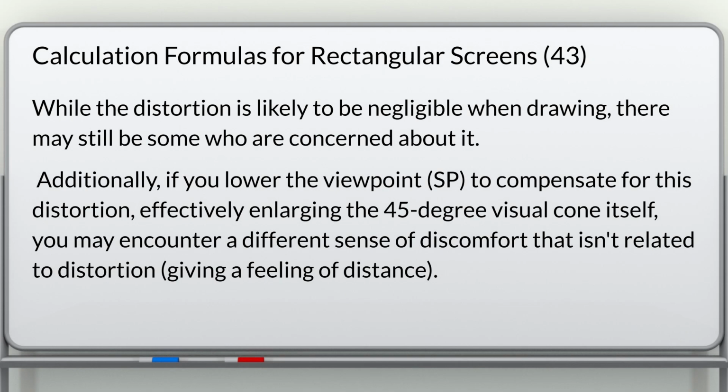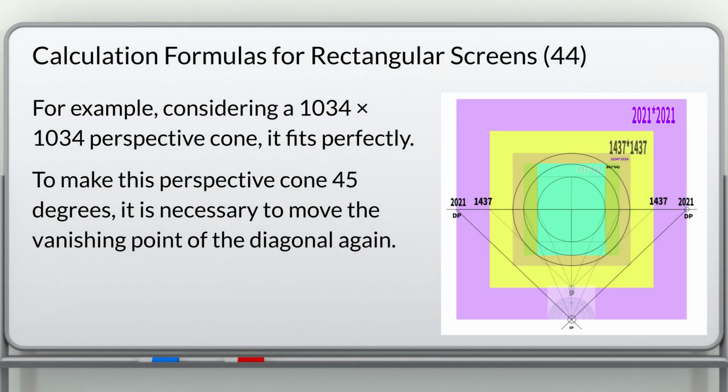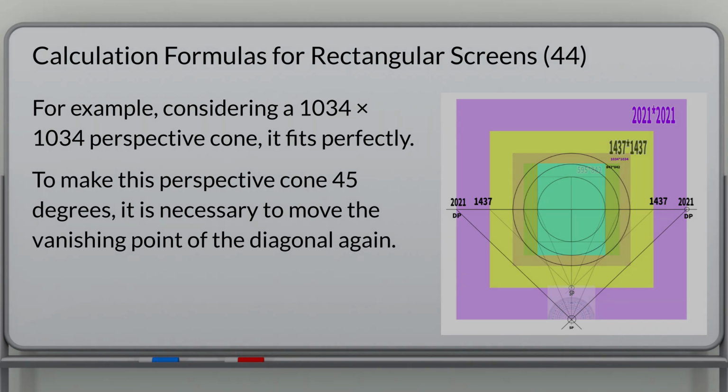While the distortion is likely to be negligible when drawing, there may still be some who are concerned about it. Additionally, if you lower the viewpoint to compensate for this distortion, effectively enlarging the 45-degree visual cone itself, you may encounter a different sense of discomfort that isn't related to distortion. For example, considering a 1034 x 1034 perspective cone, it fits perfectly. To make this perspective cone 45 degrees, it is necessary to move the vanishing point of the diagonal again.